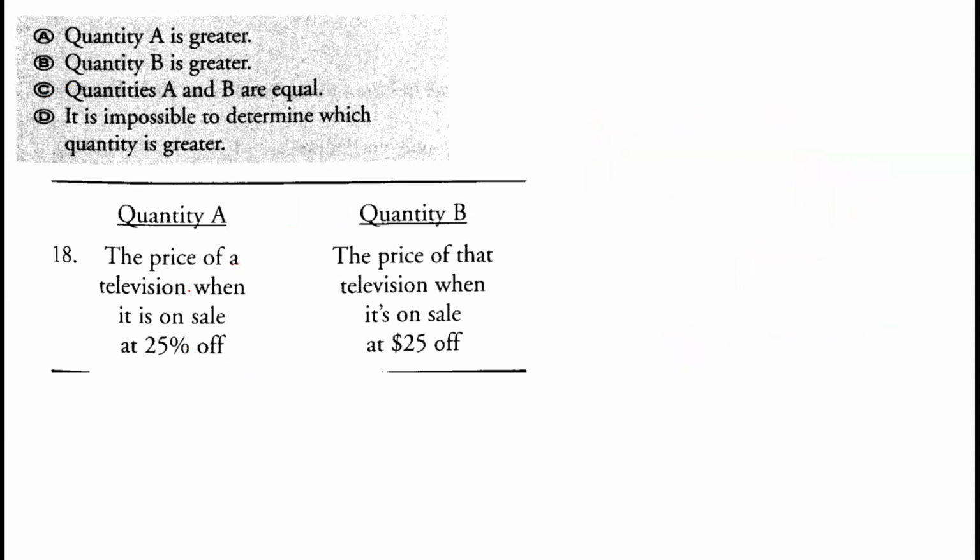The price of a television when it is on sale at 25% off, and the price of that television when it's on sale at $25 off. Now, which quantity is higher? Now, this is again a trick question, because over here it's an absolute number, $25, and over here we have a percentage.